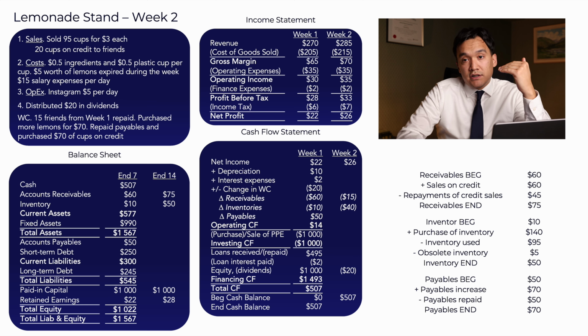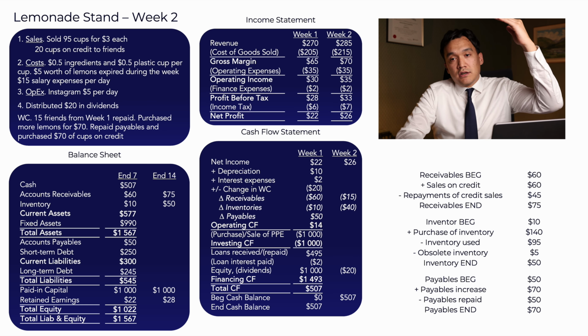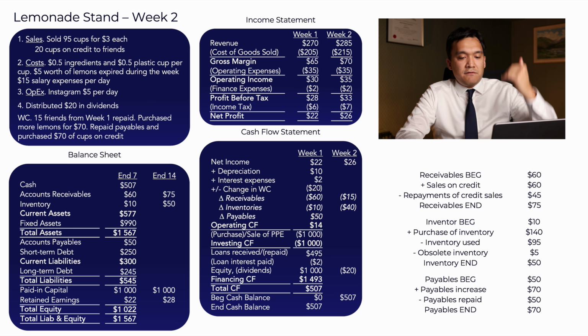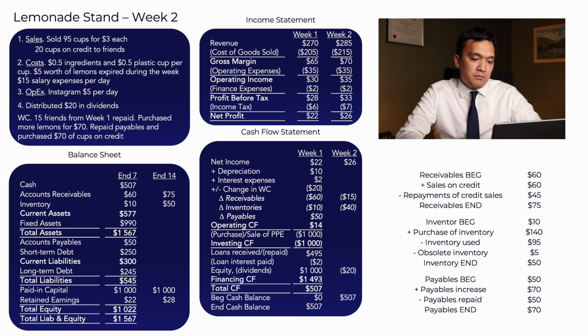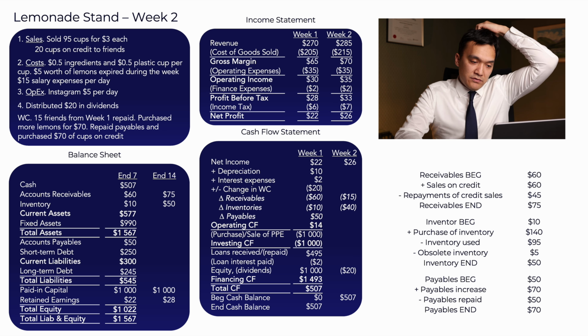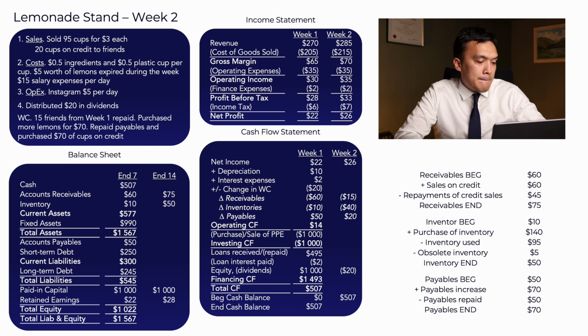So we increased by $70 the cups and decreased by 50. So we have a change in payables of $20 that we reflect in the cash flow statement. And on the balance sheet, again, we show accounts payables of $70 at the end of week 2. Again, you can see that the change on the balance sheet of 70 and 50 is also 20, as we show in the cash flow statement.